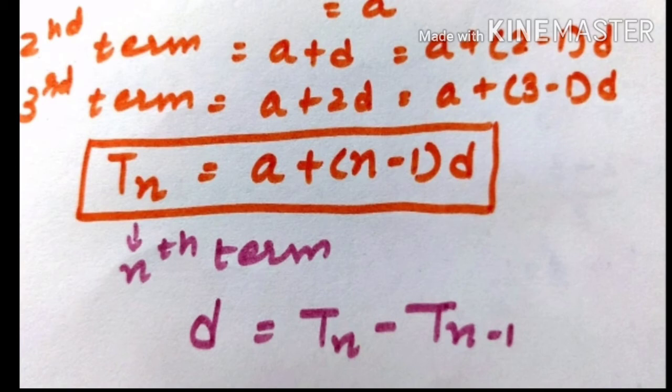So these two formulas you have to remember, students. First is the nth term formula, and the second is whenever you want to find the common difference from the sequence, or from the arithmetic progression you are given in the question, you have to use these formulas.